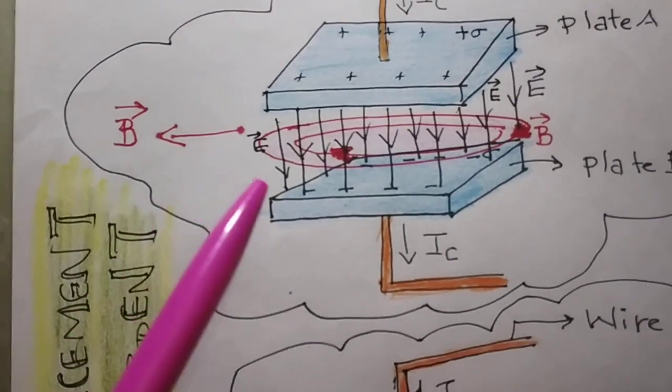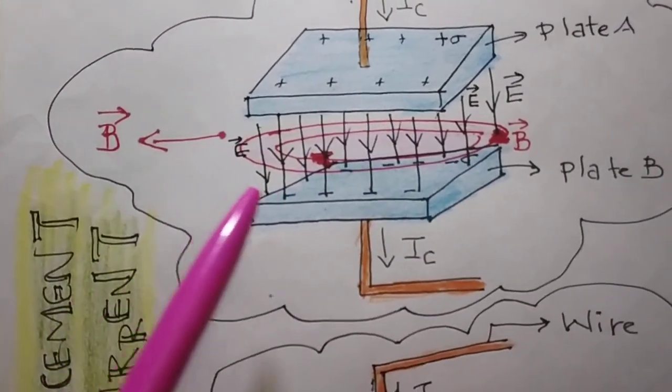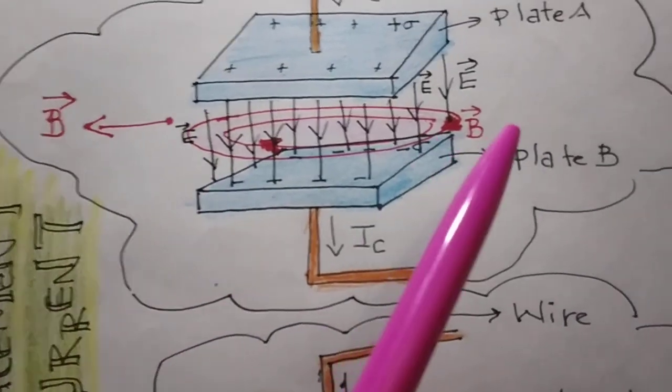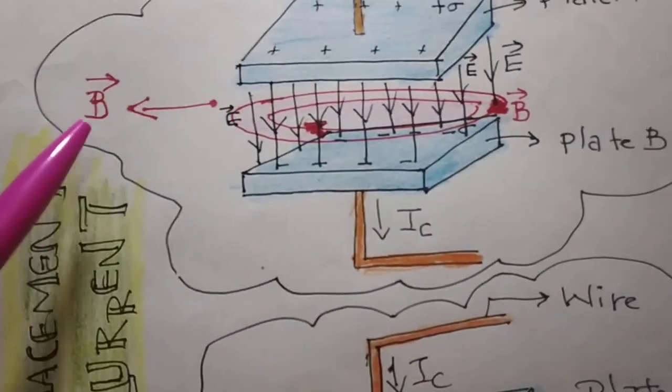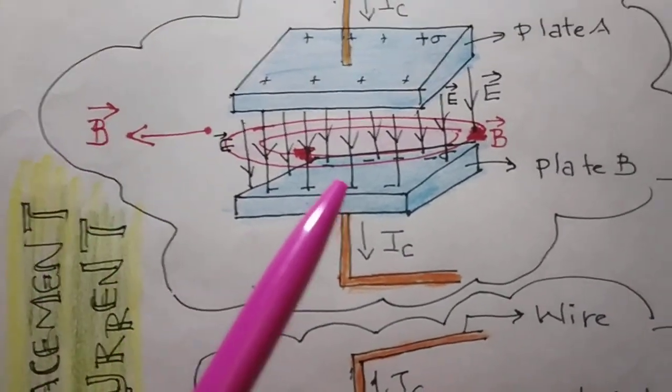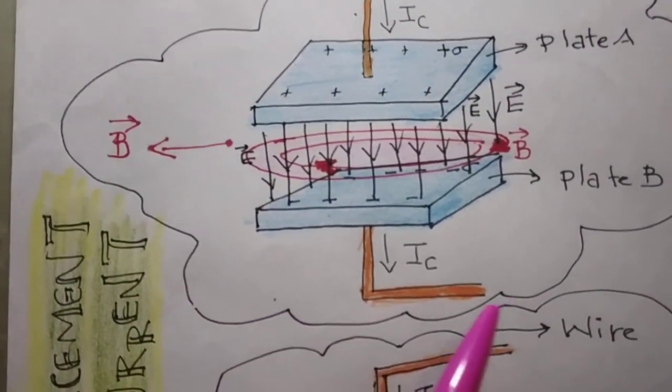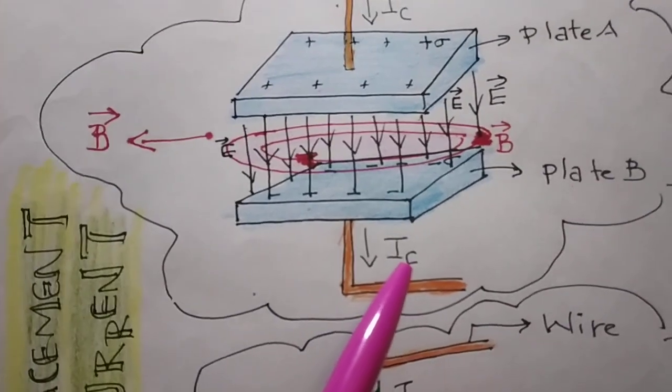Here, a magnetic field is produced in this region, which moves along this direction, and a current is produced along the wire. That current is called conduction current.